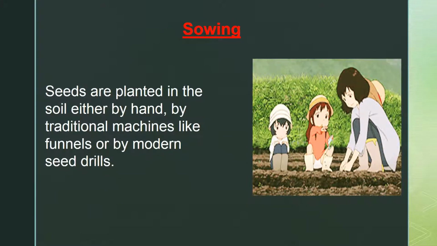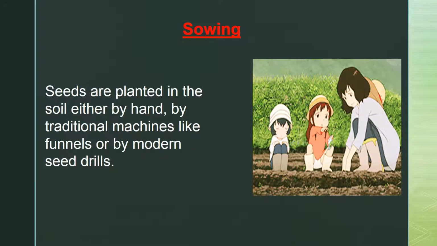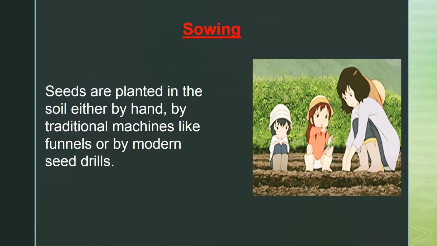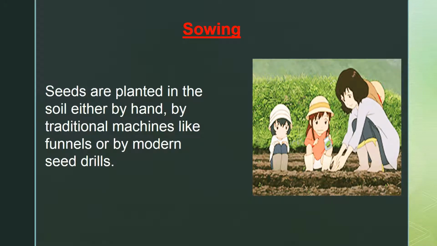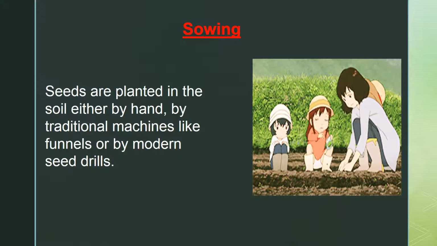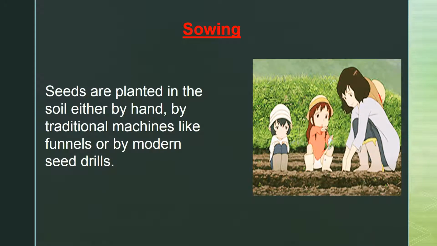Next process is sowing. In this, a person or a farmer puts seeds into the soil so that they can germinate. Either you can use your hand to sow the seed, or you can do it by some kind of machines also.